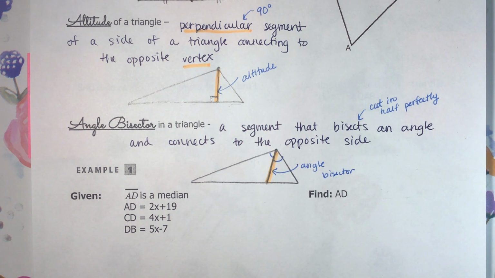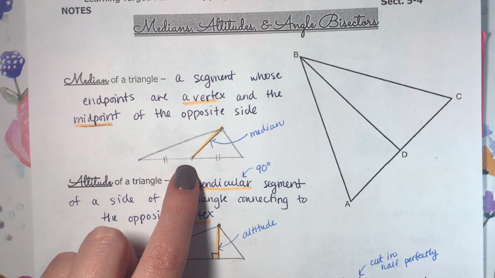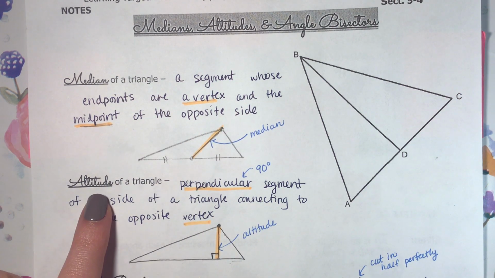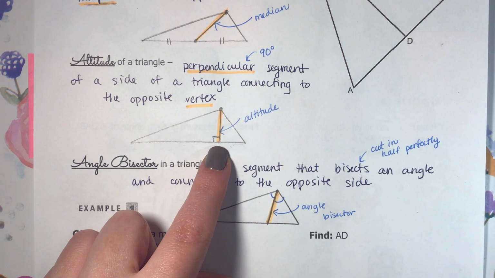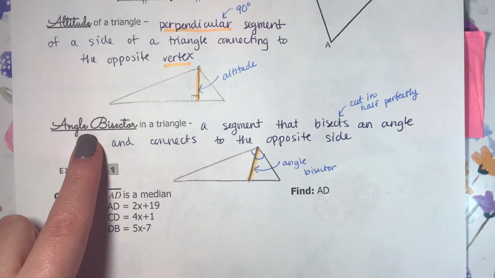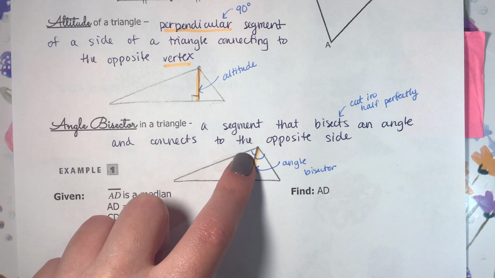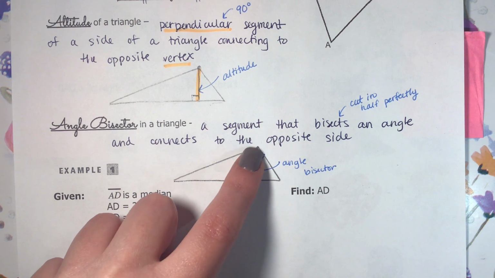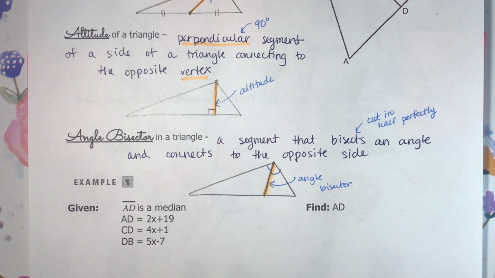Okay, so just to summarize, median goes from a corner to the middle of the opposite side. Altitude goes from the corner perpendicularly to the other side. Angle bisector goes from the corner by cutting it in half, and then it just goes to the opposite side. So we're going to use these definitions to help us solve the next problems.